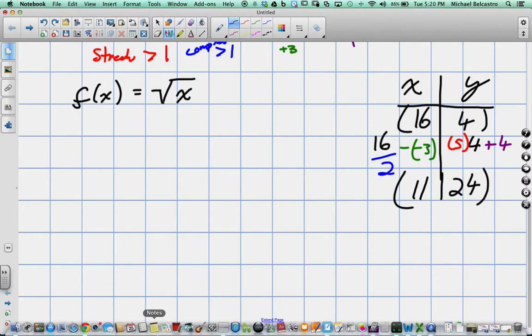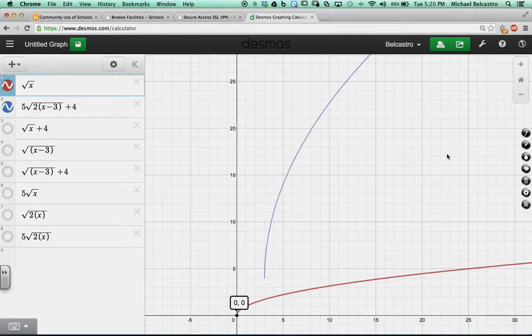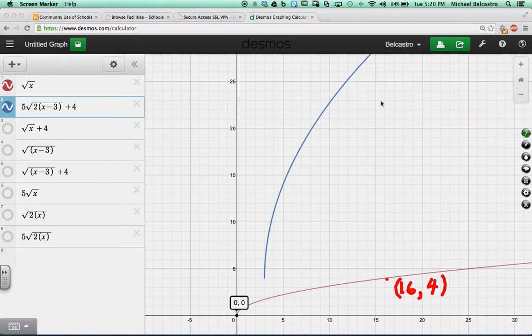Okay, so we're going to take a look and make sure that actually exists, and then we'll talk about how it got there. So like we said before, we had a coordinate at 16 and 4. And we're going to show you a coordinate along here that's at 11 and 24. And there we go. That's actually a coordinate on there. Let's plug that in. 11 and 24.